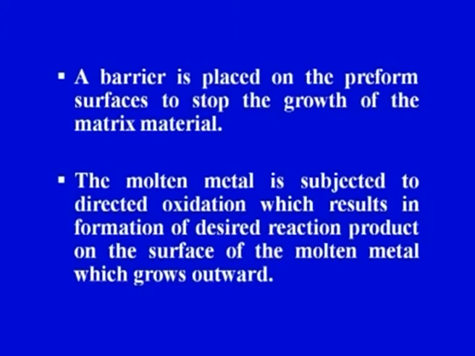So we will try to understand this. We will have a preform, and below that we will have the molten metal, which would be subjected to the directed oxidation, and the products or the reaction products that would be formed on the surface of the molten metal would be allowed to grow outward. So when they grow outward, they will enter into the preform and will form the matrix on the surface of the reinforcement. The reinforcements can be in the form of fibers or the particles, and we will get a composite material. So we have a preform, we have a molten metal, and it is subjected to directed oxidation.